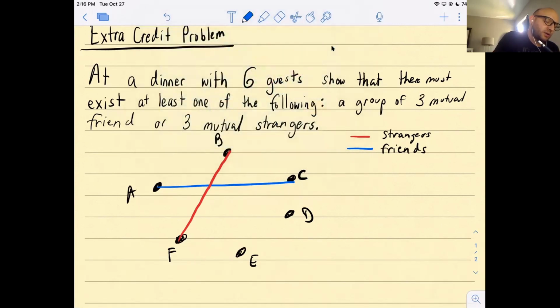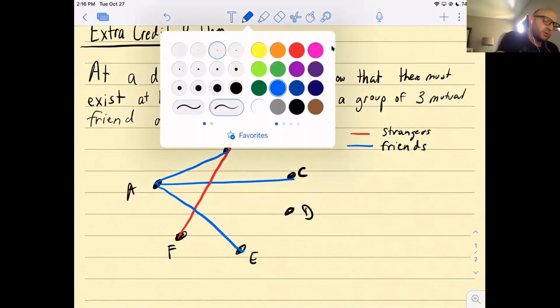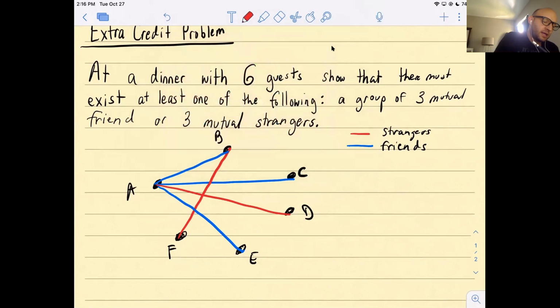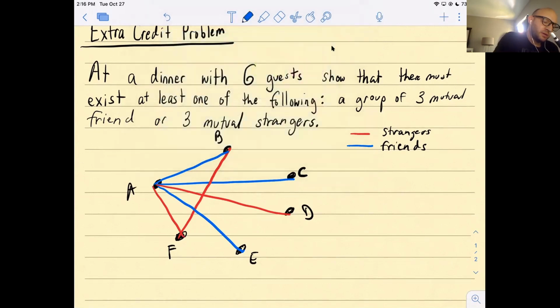Okay. I'm going to start with Alice. Let's say Alice knows Bob, Cindy, Evan, but Alice doesn't know Dan, and she doesn't know Frank. Then let's go to Bob. Bob knows a bunch of people. Bob knows Alice. Bob doesn't know Frank. Let's say Bob knows Cindy, and Bob does not know Dan, but Bob does know Evan.